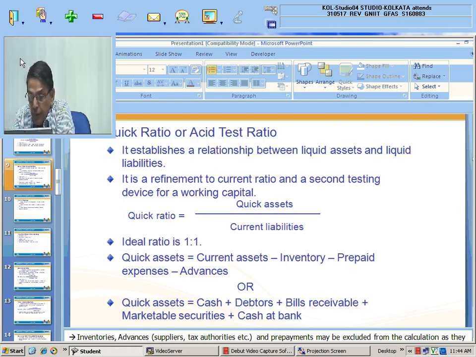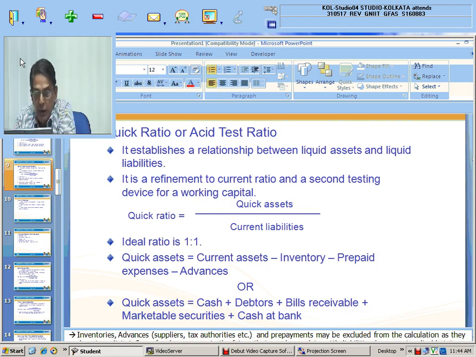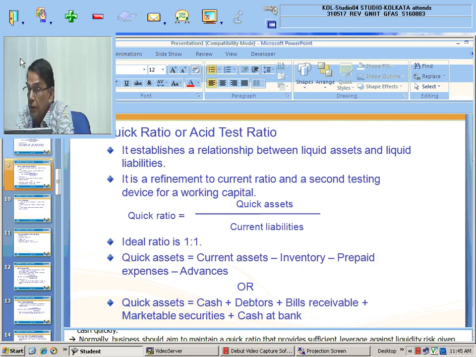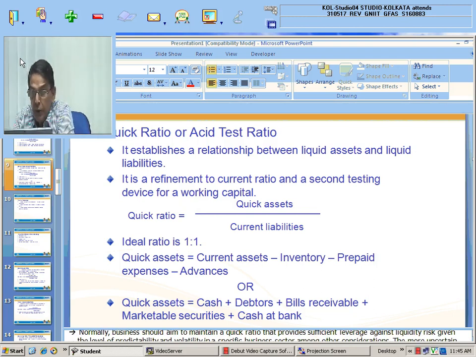Normally a business should aim to maintain a quick ratio that provides sufficient leverage against liquidity risk given the level of predictability and volatility in a specific business sector among other considerations. So although the ideal quick ratio is 1:1, a business should aim to maintain a quick ratio which provides sufficient leverage against liquidity risk. The more uncertain the business environment is, the more likely that companies would maintain higher quick ratios than 1:1. Contrariwise, where cash flows are stable and predictable, companies would seek to keep the quick ratio at relatively lower levels.